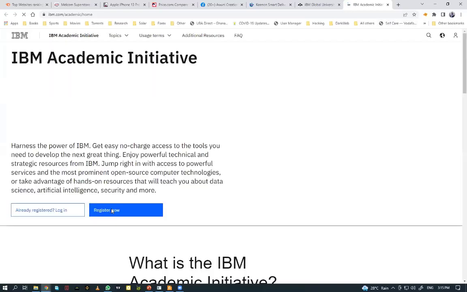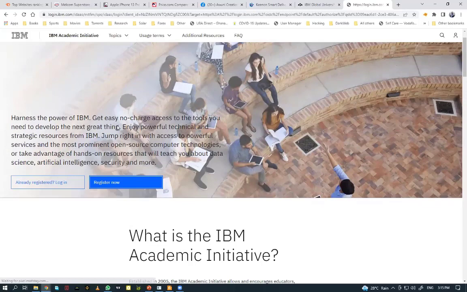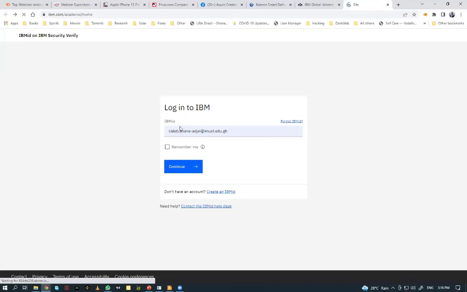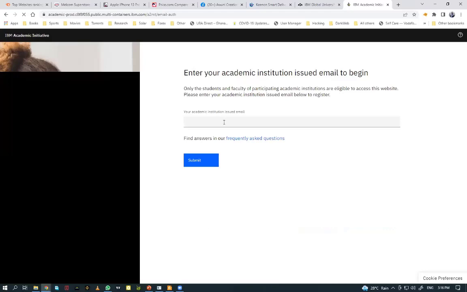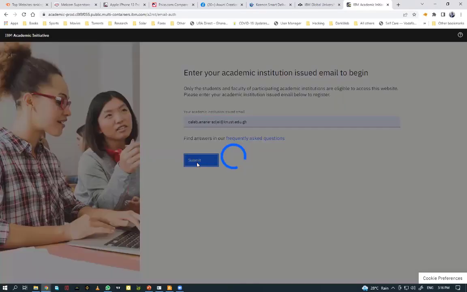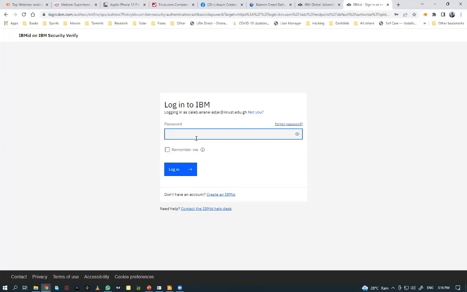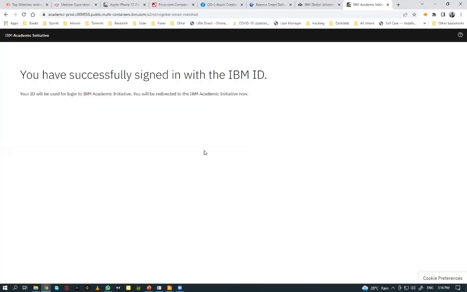Then you register. The registration will require that you enter your student email or your KNUST email. This is my KNUST email, caleb.anane-aj@knust.edu.gh. That is what I use to register. I've already registered, so I don't need to re-register. After you have registered, you now log in. I'll enter my password and it logs me onto the system.